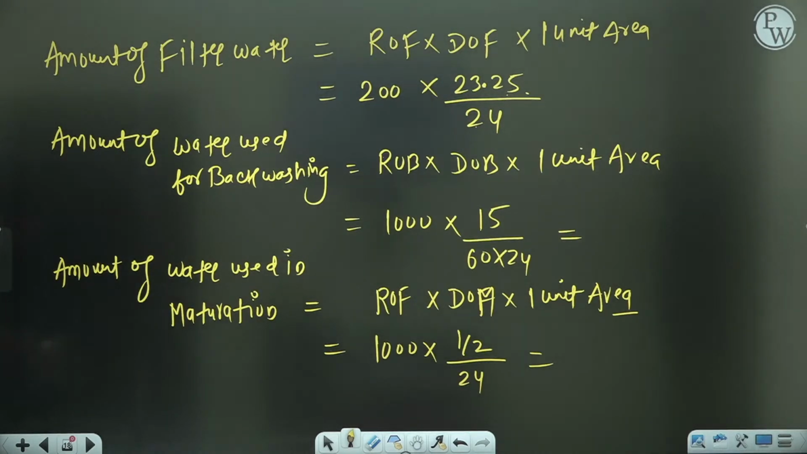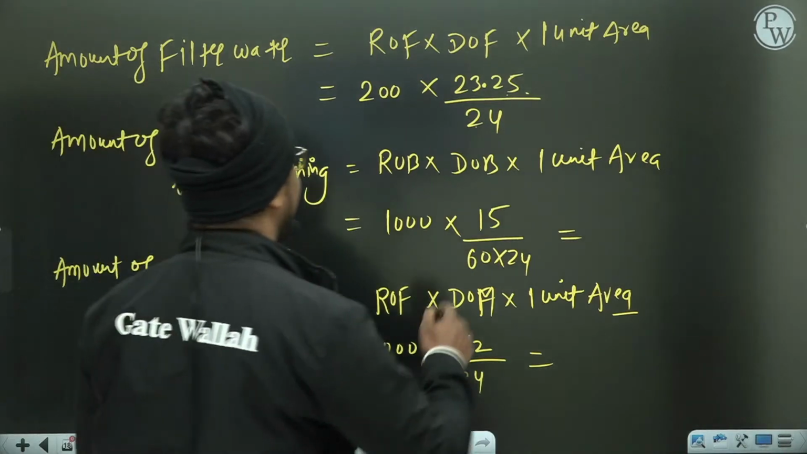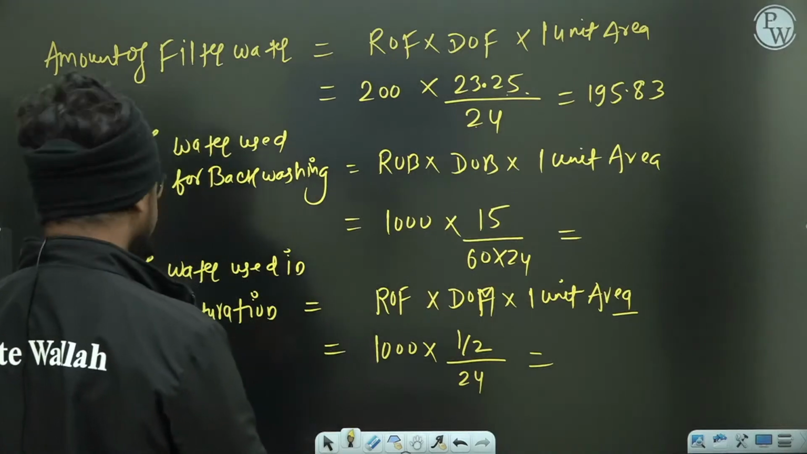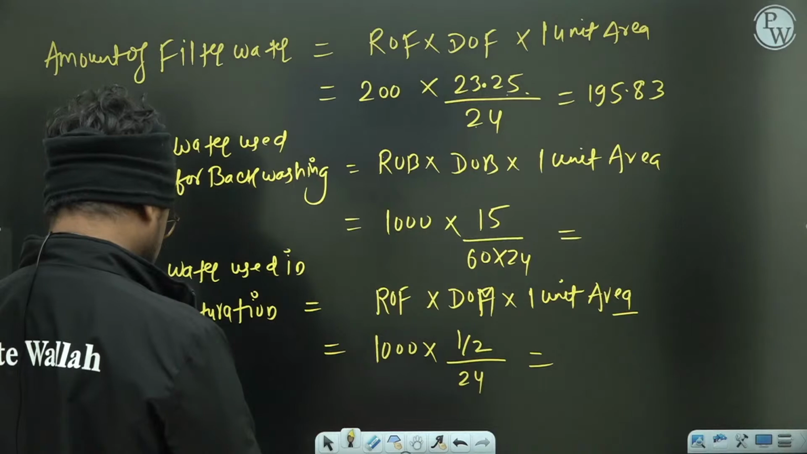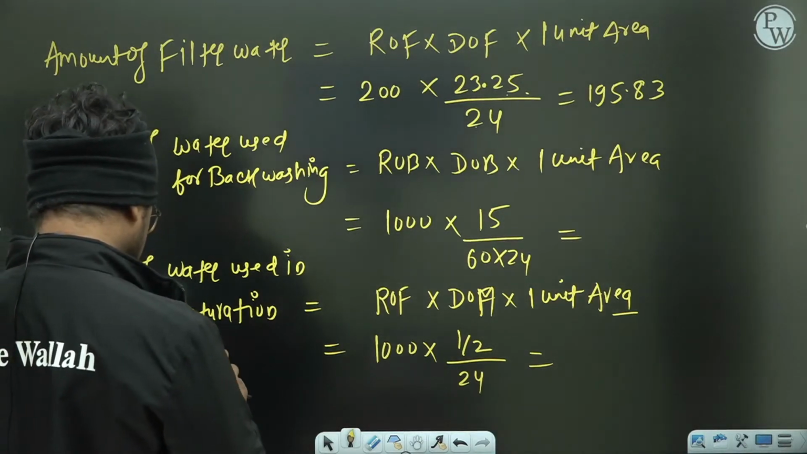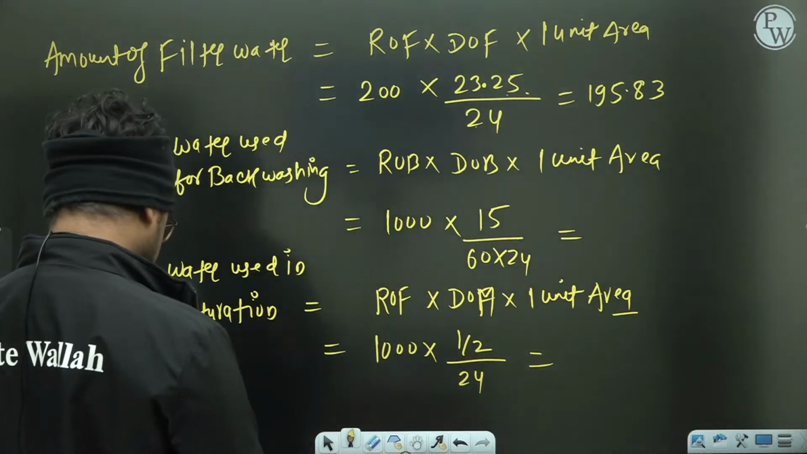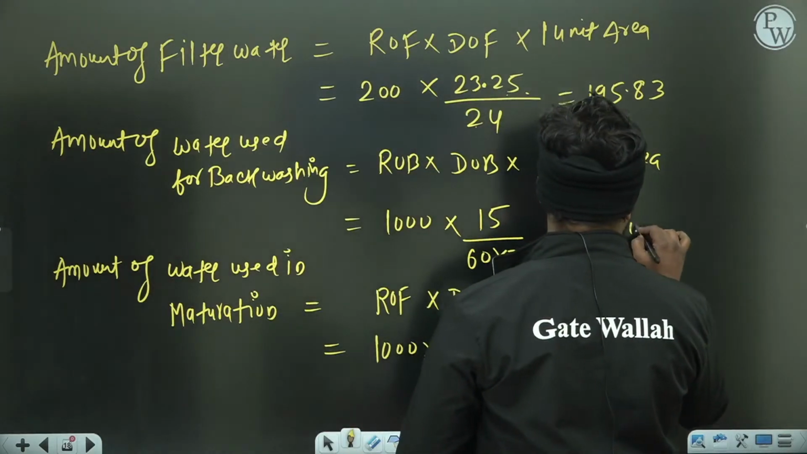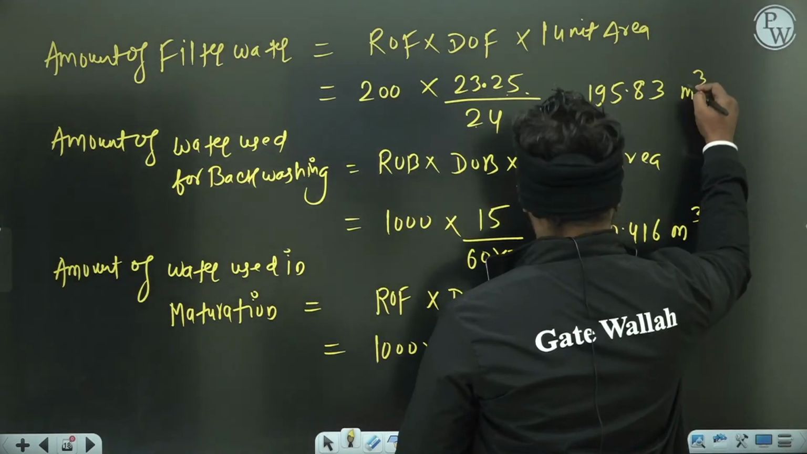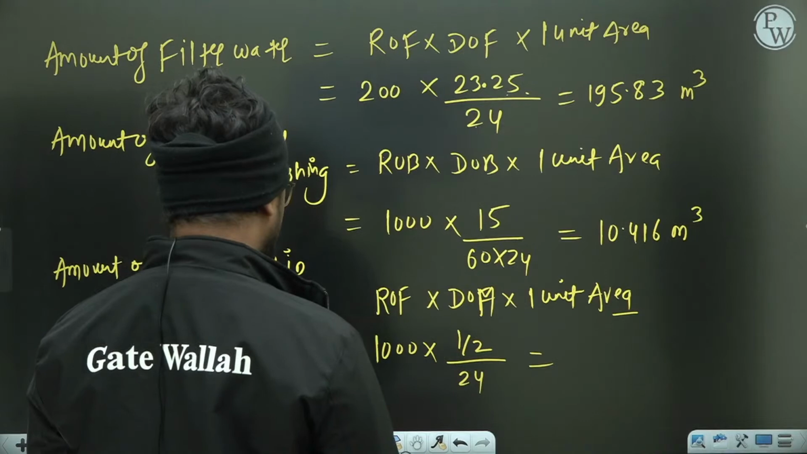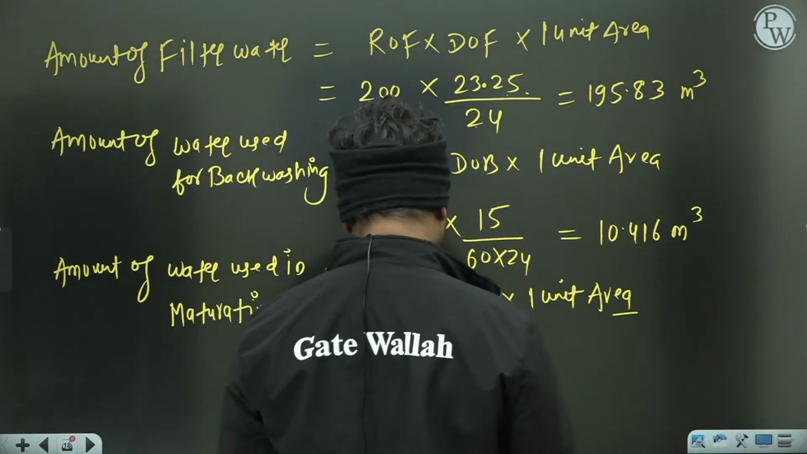So first we have 200 into 23.5 divided by 24. So first thing we got 195.83. First part we got. Second, 1000 into 15, divided by 60, divided by 24, 10.416. So 1000 into 0.5 divided by 24, 20.83.